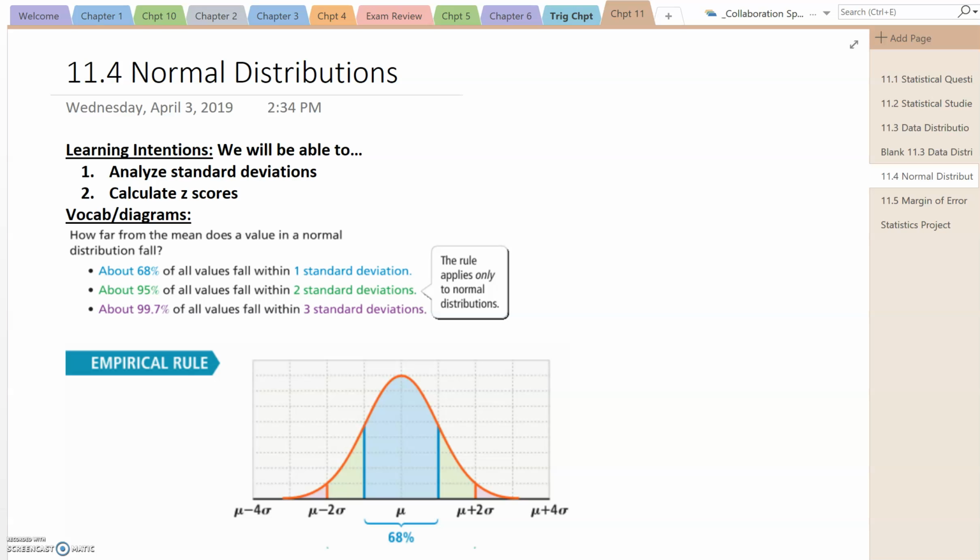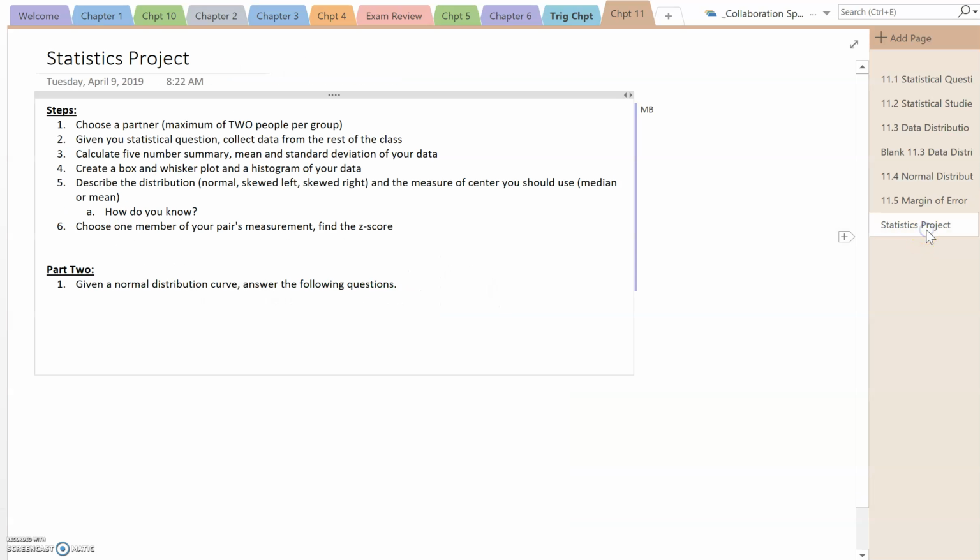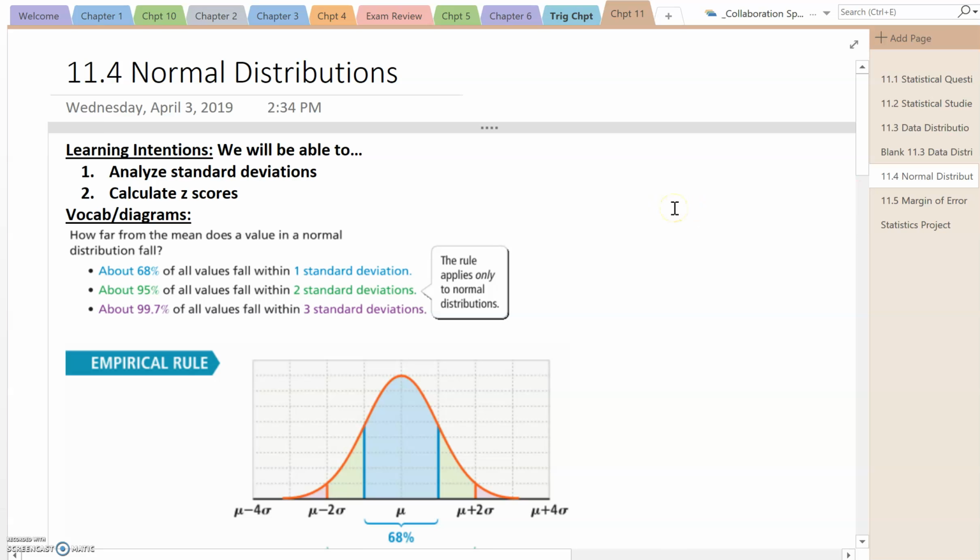Also, along with this section, I'm going to be assigning to you your statistics project for this unit. So stay tuned or look at that other assignment that is on Schoology to hear the instructions and criteria for that assignment.